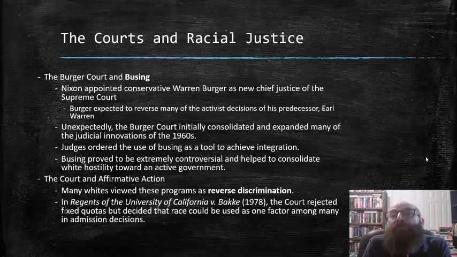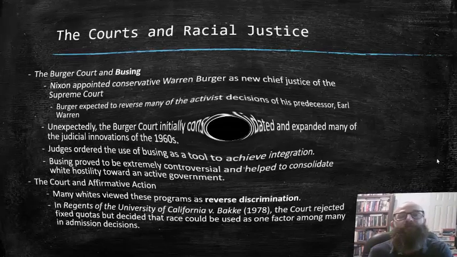The courts also began to address some issues of affirmative action, and many whites viewed such programs as reverse discrimination. And in one particular case, the Regents of the University of California versus Bakke in 1978, the court rejected fixed racial-based quotas, but decided that race could be used as one factor among many in admissions decisions.